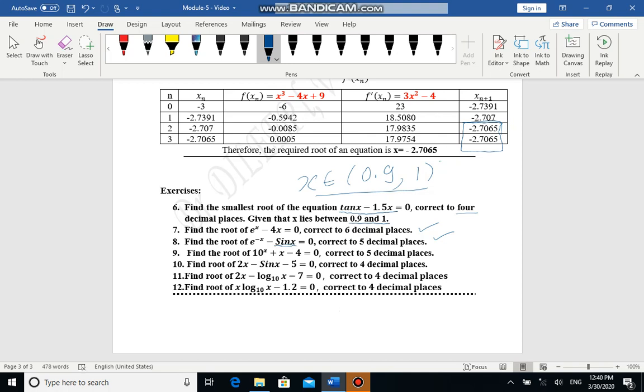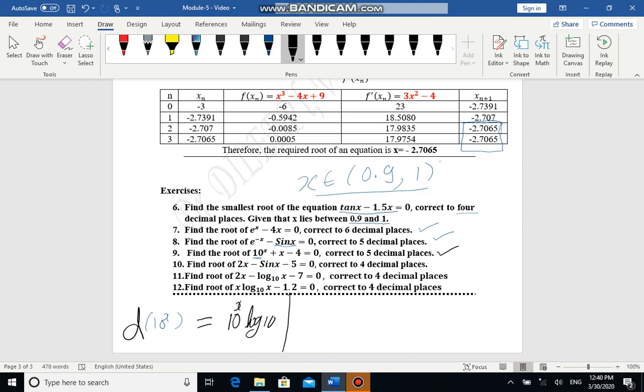And in problem number 9, here we need to find the derivative of 10 power x. The derivative of 10 power x is 10 power x into log 10. So use this derivative here in this problem and the remaining working procedure is as it is. And there is no difference in problem number 10.